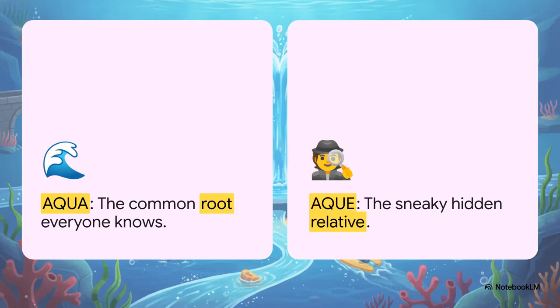Okay, hidden relative alert. Here's a sneaky one that trips people up all the time. AQUE, spelled with an E at the end. While aqua is the common root pretty much everybody knows, this hidden relative is super easy to miss. But words like aqueous, meaning containing water, or non-aqueous, are absolutely essential, especially if you're in chemistry class or prepping for a spelling bee. So whenever you see AQ, your brain still needs to shout, water.